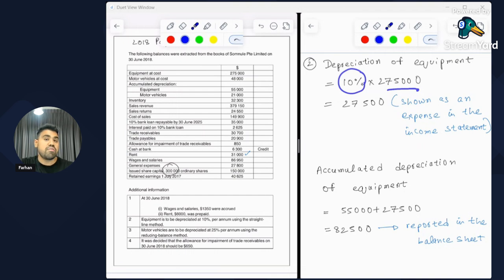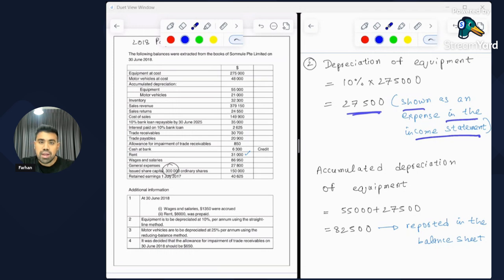So $275,000 is the original cost that we have taken from the first line in the trial balance. Okay, so altogether, the total depreciation of equipment is $27,500. This is an expense which we report in the income statement.